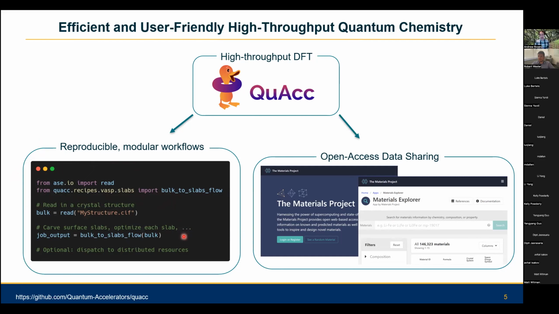basically run these kinds of complex workflows with just a few lines of code for the user, while still making it very easy to modify for experts. And also with the goal of making the data easily accessible for data sharing and FAIR data.